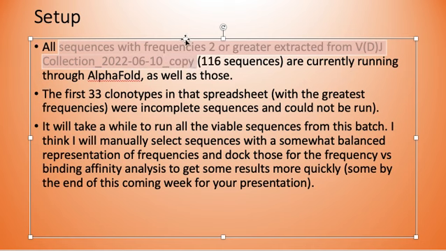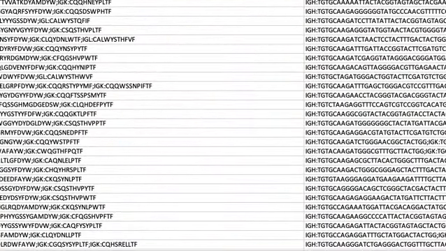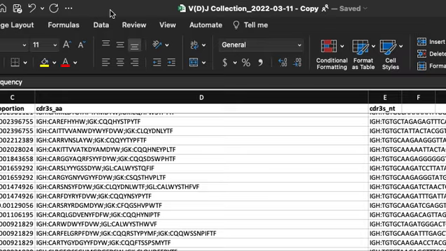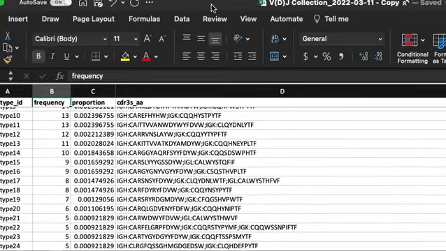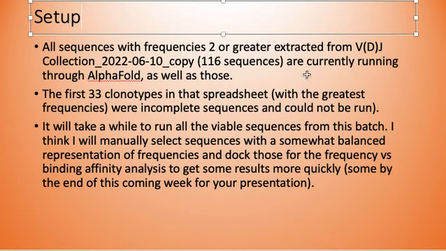Okay, so all sequences with frequencies greater than 2 were extracted from this one. They're also extracted from the older spreadsheet, which I have here. This one is from March 11th, 2022. They're also extracted from here. And essentially all of those sequences from the June one have run through AlphaFold, and I have the PDBs of those. The ones from the March one I submitted today, and they're running. There aren't many viable ones.